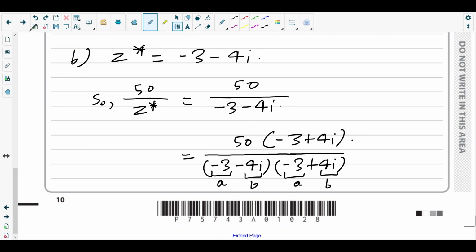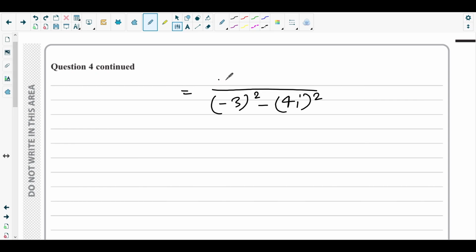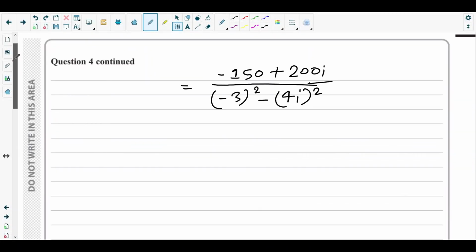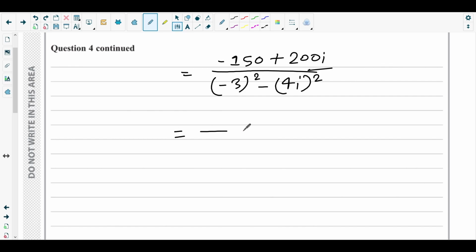And in the numerator, 50 times negative 3 is negative 150, and then plus 50 times 4, which is 200i. If I'm not wrong, 50 times 4 is 200i. Now simplify. Negative 3 whole squared is basically 9, and you have negative 4 squared. 4 squared is 16, so negative 16 times i squared, which is negative 1. And in the numerator you have negative 150 plus 200i.